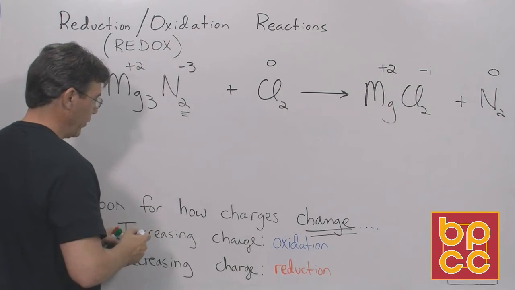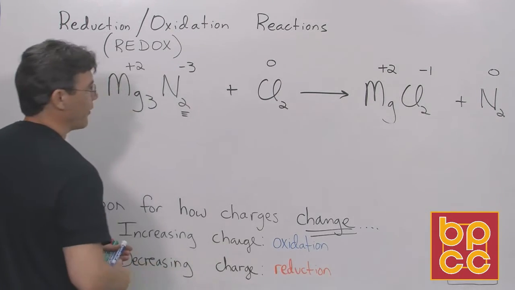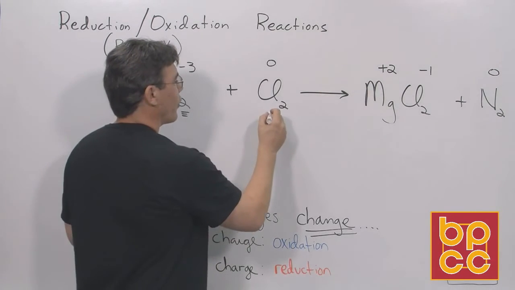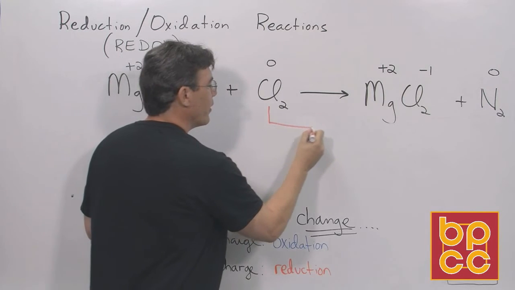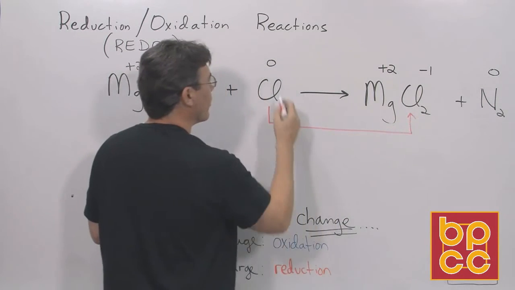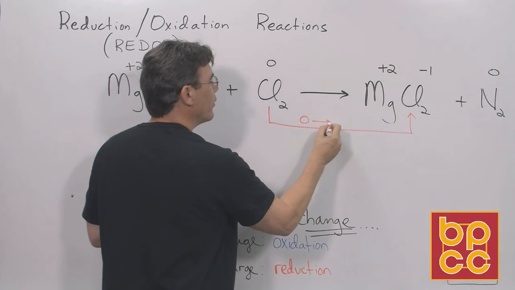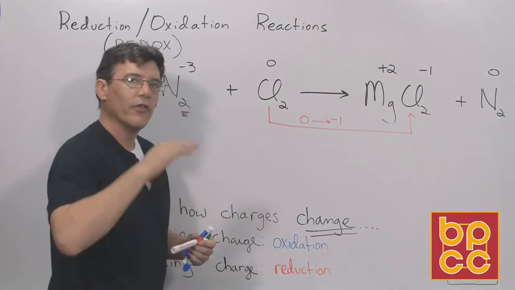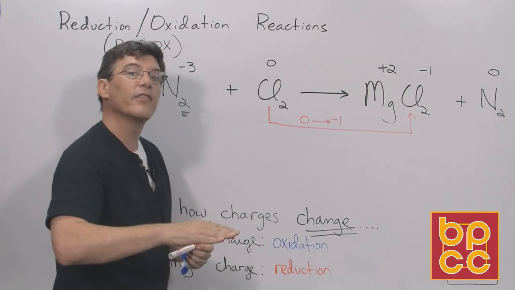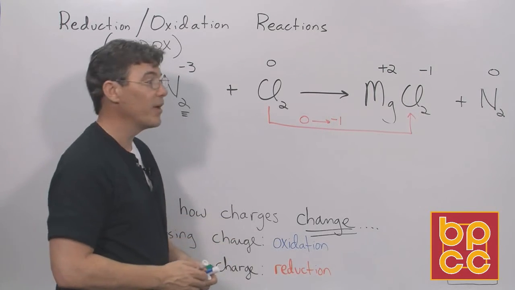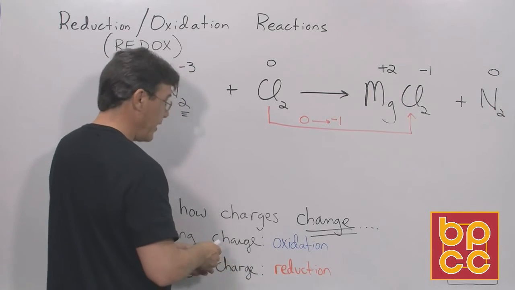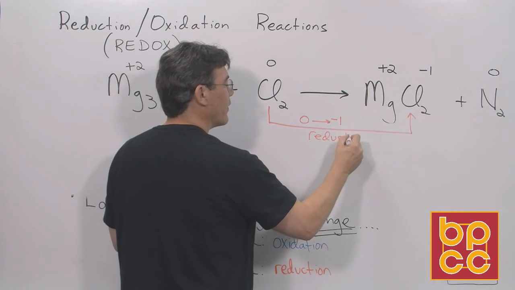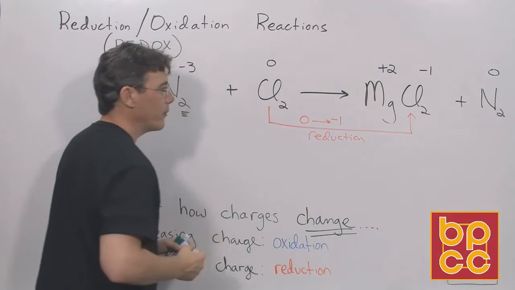Now, we get to look at what happens from one side to the other. And let's just go in opposite order this time. Let's look at the chlorine first. Chlorine from reactant side to product side, what did it do? It went from a charge of 0 to a charge of -1. So what happened to its charge? 0 to -1 is getting smaller, or it's being reduced. So we say that the chlorine underwent reduction. The element chlorine was reduced.